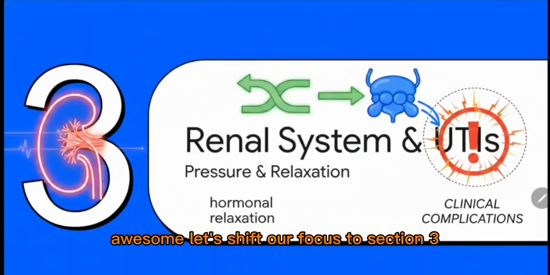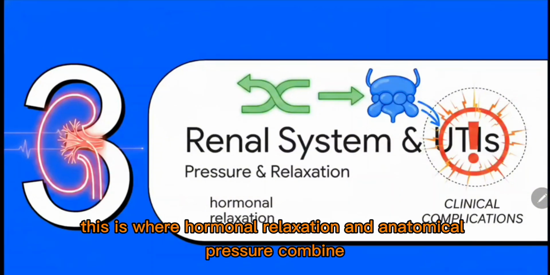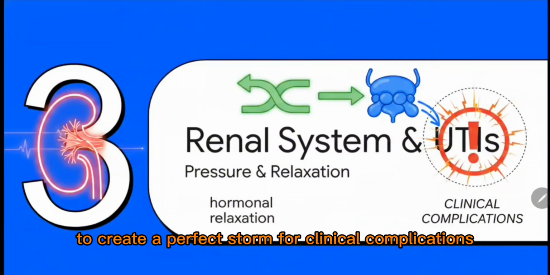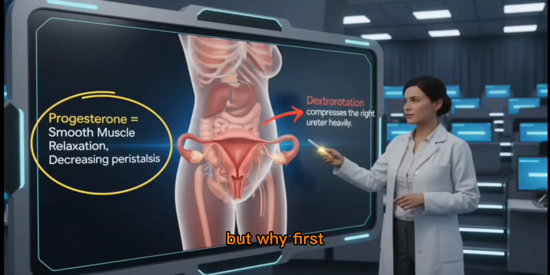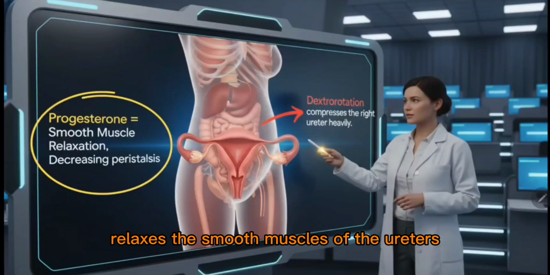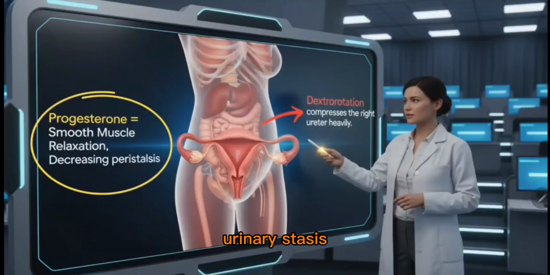Awesome. Let's shift our focus to section 3, the renal system. This is where hormonal relaxation and anatomical pressure combine to create a perfect storm for clinical complications. So, we often see bilateral hydroureter in pregnancy, but why? First, our master relaxer, progesterone, relaxes the smooth muscles of the ureters. Peristalsis drops and the urine just sits there, urinary stasis.